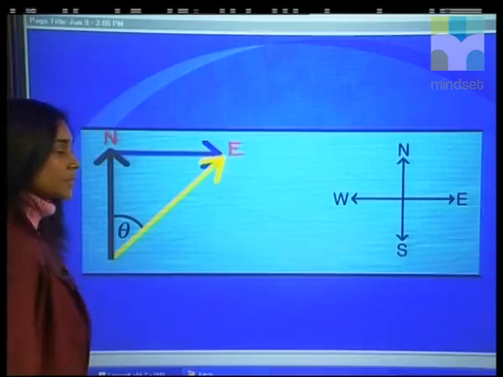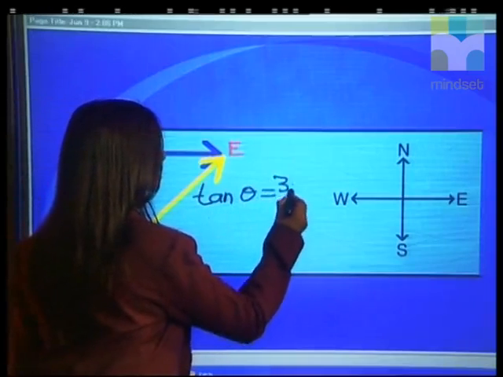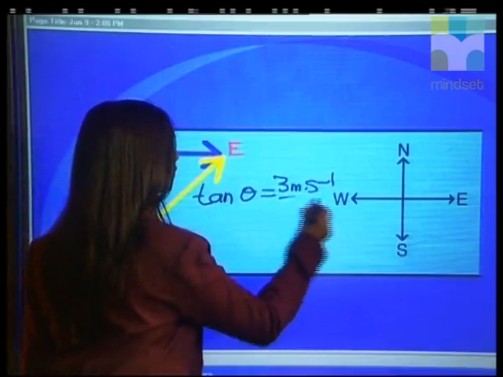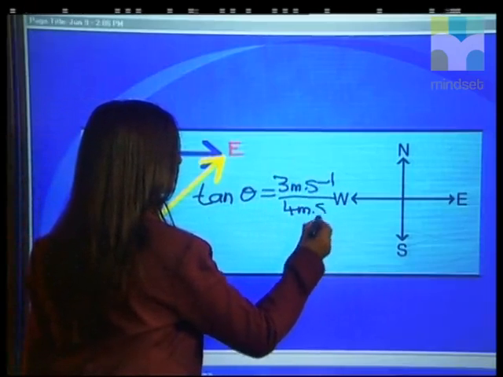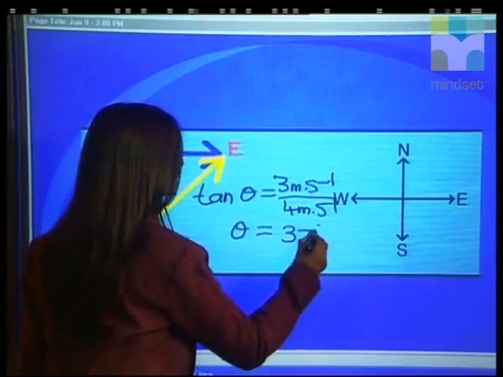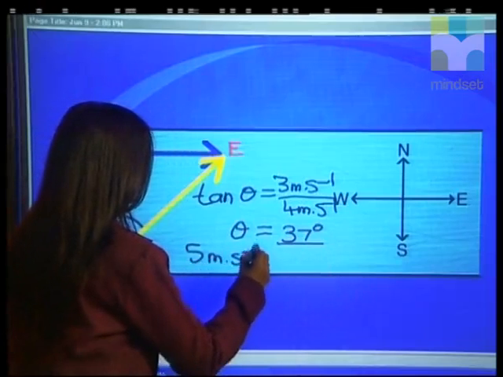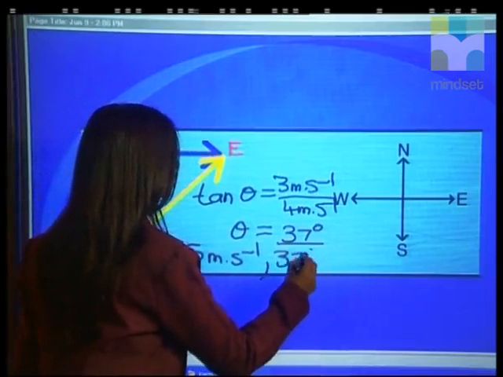And now we will apply trig to find the angle theta. So tan theta is equal to 3 meters per second divided by 4 meters per second. Using your calculator, you find that theta is equal to 37 degrees. So the resultant velocity is 5 meters per second at 37 degrees.